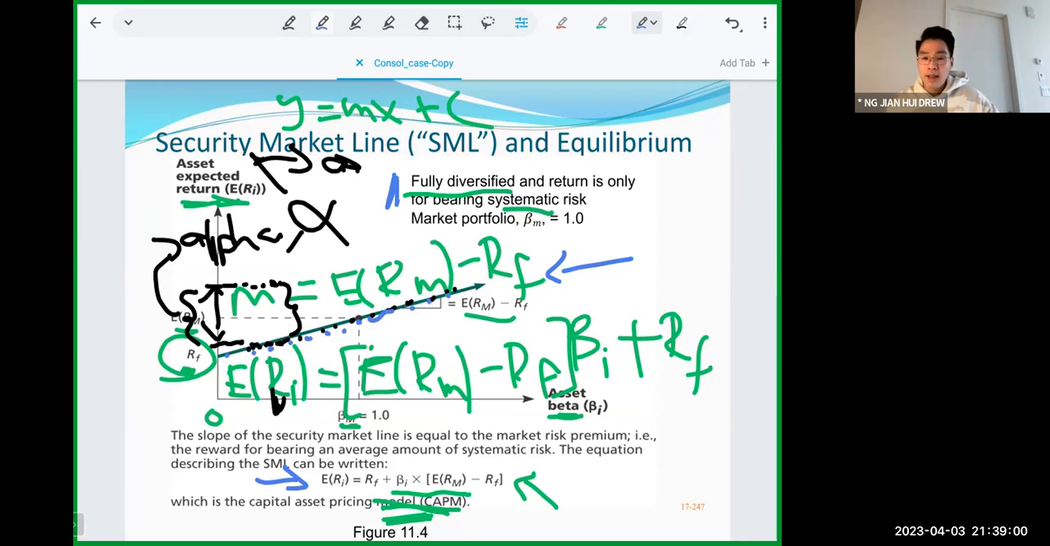Maybe I'll pause here. Any questions regarding this security market line? Like I say, it's important to understand the various components of the line. What does it mean? The underlying assumptions. What is alpha? How does alpha appear, etc.